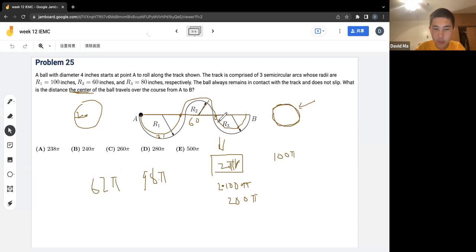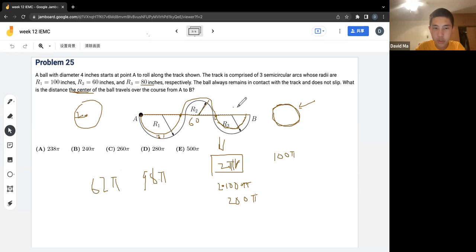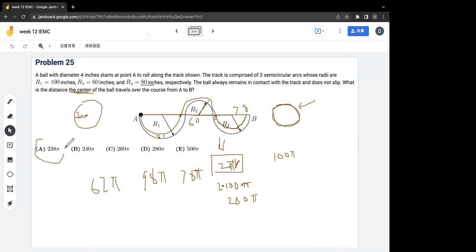And then for this part, we do the same thing. It's going to be 80 minus 2, which is 78, and this is going to give us 78 pi. To find the circumference, we plug these results into a calculator, although in an actual AMC, you would have to calculate this by hand, but I think it's pretty easy. So I'm just going to use a calculator. You're going to get 238, which is the first choice.